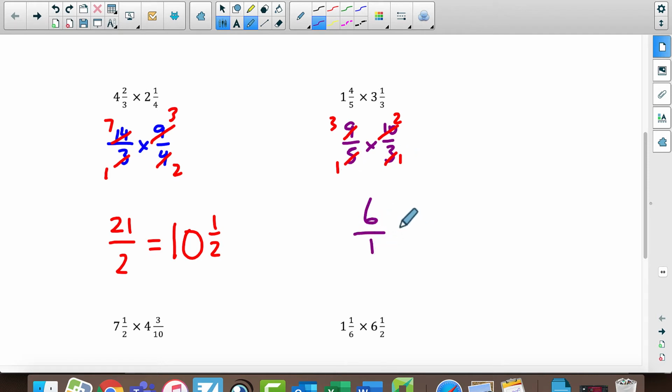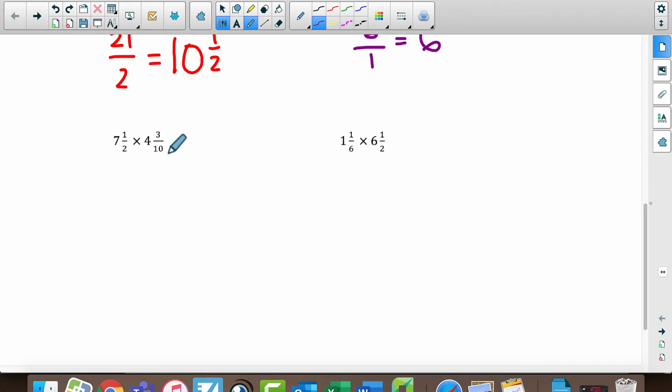Do I like that answer? It's not the greatest. It's right, but remember, if it's 6 over 1, just 6. If it's 10 over 1, just 10. If it's 12 over 1, just 12, etc. Alright, I don't know why I have so many.